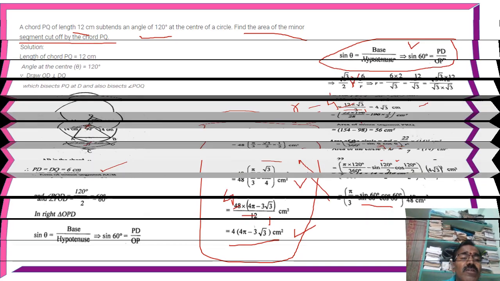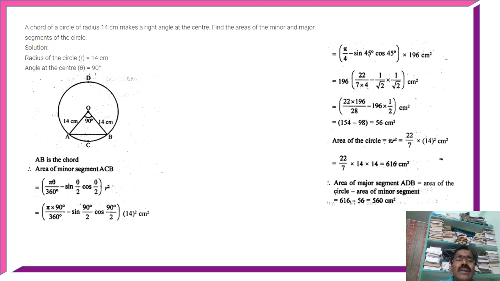Next question. A chord of a circle of radius 14 centimeters makes a right angle at the center. Find the areas of the minor and major segments of the circle. Already I said, first we'll find the minor segment area, subtract it from the area of the circle, and you get the major segment too. Here according to the figure, the radius of the circle is given. The angle is a right angle, which means 90 degrees. The same formula is applicable: pi theta by 360 minus sin theta by 2 cos theta by 2, times r square, where r is 14. Substitute all the values in the formula.